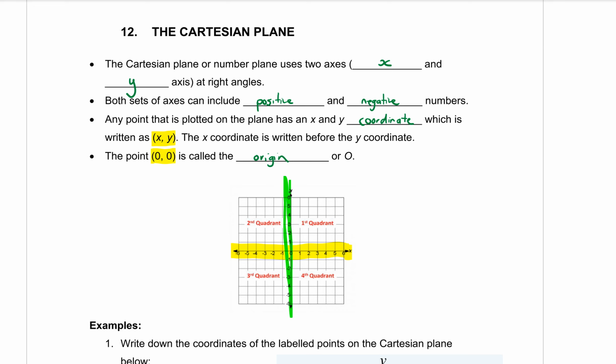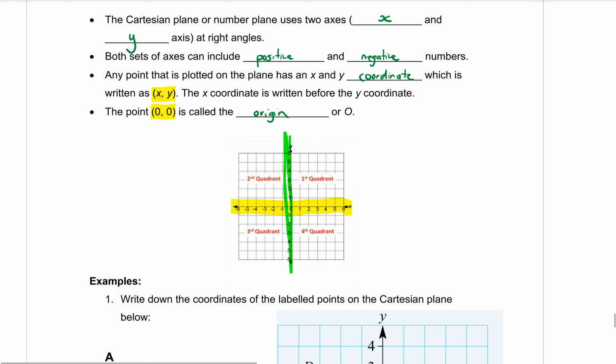We also number our quadrants, and you need to know the order. They start in the top right-hand corner. That is your first quadrant. And then you go anti-clockwise around from there. So second quadrant, third quadrant, and fourth quadrant. So I could give you a point, and I'll say, what quadrant is that in? And you need to tell me quadrant 1, 2, 3, or 4.